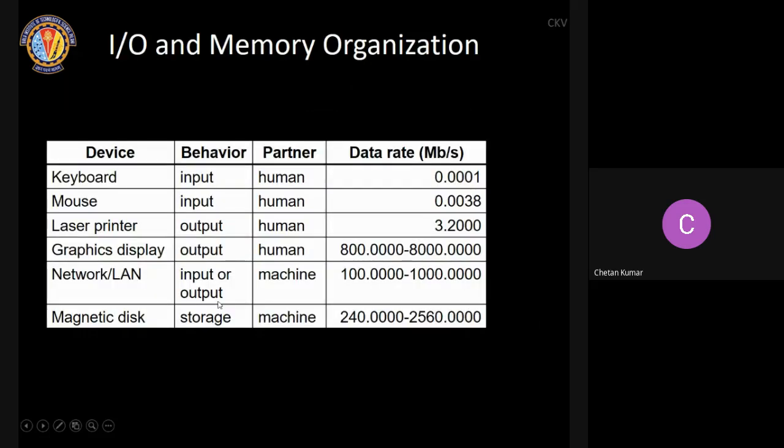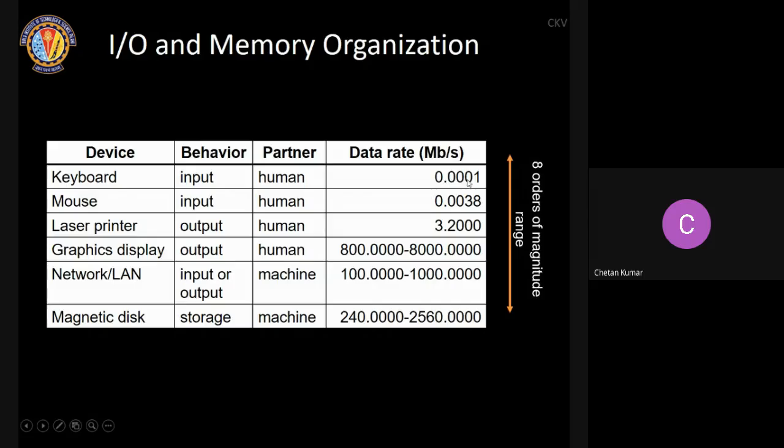Okay, so this is just giving you an idea about the typical data rates that will exist. Normally your keyboard, where you have a partner as human and which is an input device, you will have 0.0001 Mbps as the speed. Okay, so this is bits per second. And mouse a little bit faster. The hand movement is a little bit faster than typing. Of course, here you have slightly higher speeds. And if you see, the speeds will grow. There is a very large difference in order of magnitude.